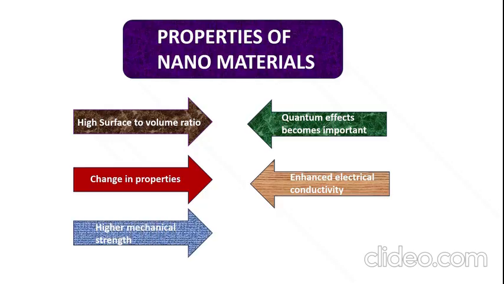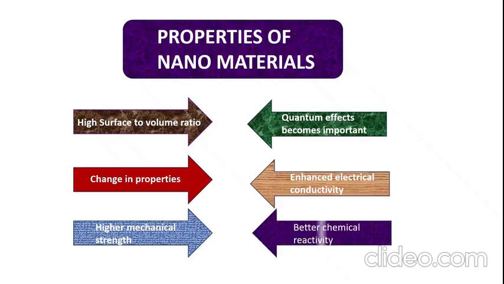And the next one is higher mechanical strength. A bulk material may have different defects in it, like some holes or cracks present inside it. But if the same material is transformed into a nanomaterial, those kinds of cracks or damage inside the material can be reduced.